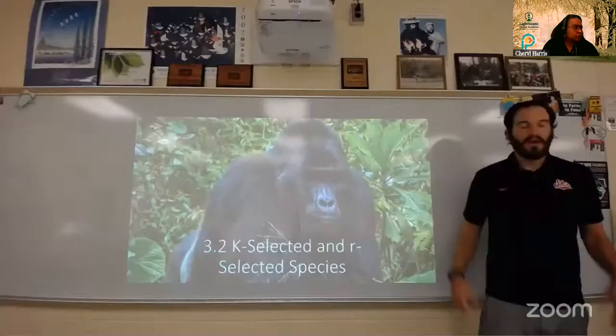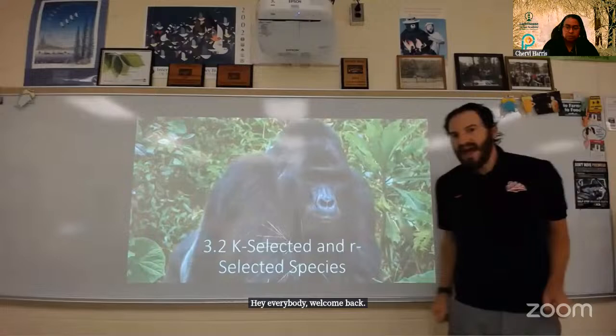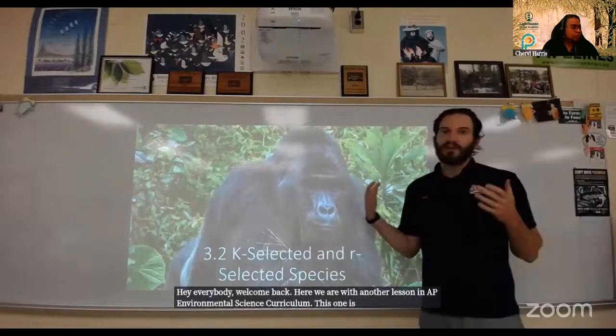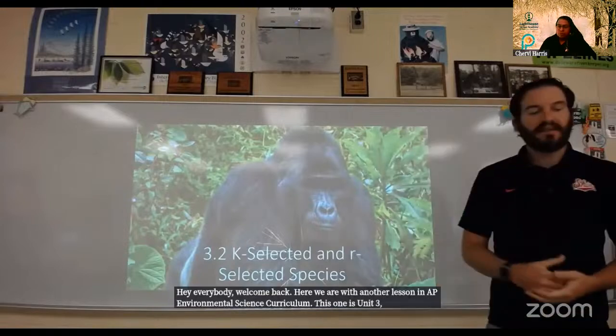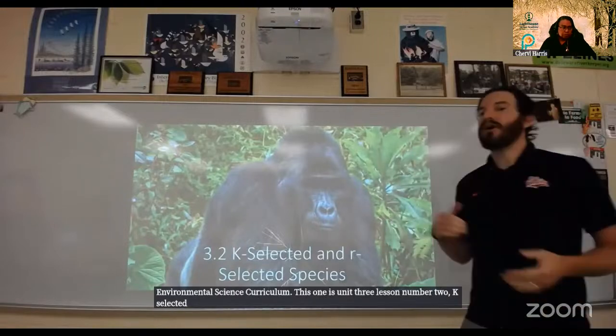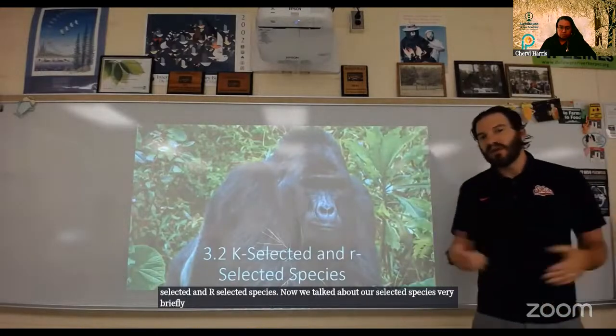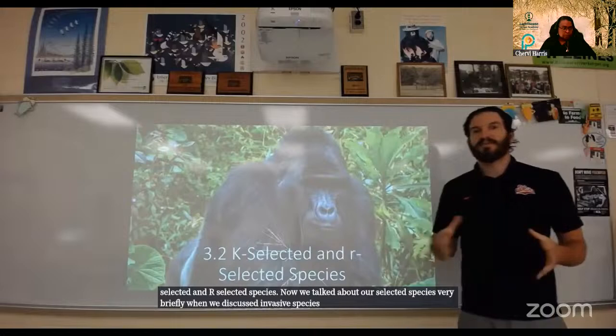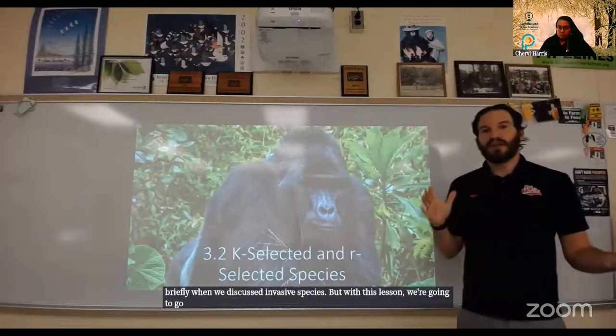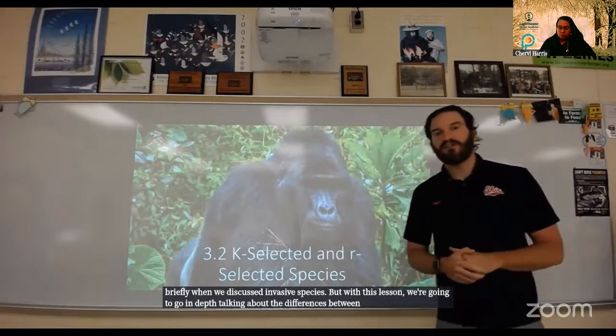Hey everybody, welcome back. Here we are with another lesson in AP Environmental Science curriculum. This one is Unit 3, Lesson number 2, K-selected and R-selected species. Now we talked about R-selected species very briefly when we discussed invasive species, but with this lesson we're going to go in depth talking about the differences between K-selected and R-selected species.